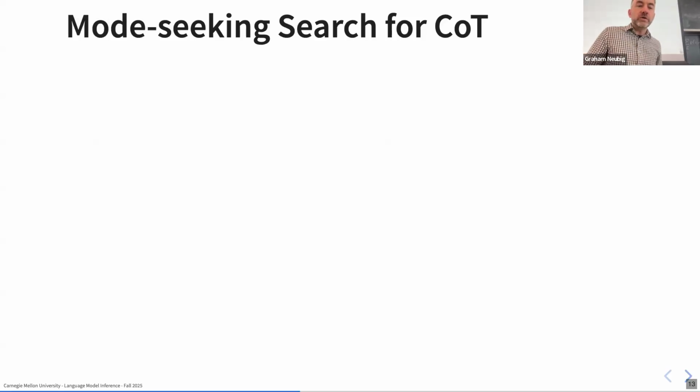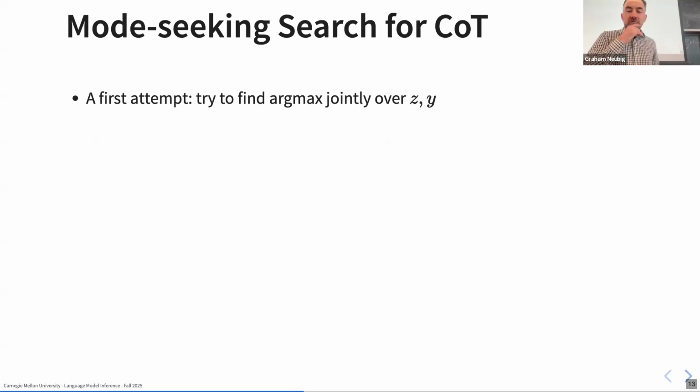So we're going to be talking about more complex methods to do this in the lecture on minimum Bayes risk, but a first attempt is to find the argmax jointly over z and y. And what this means is we do something like beam search to try to find the highest scoring output like we have previously, or best first search, whatever we want.